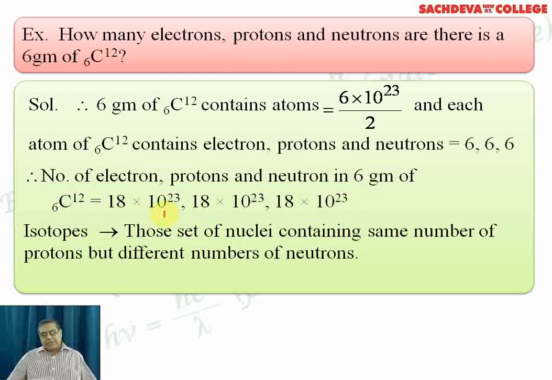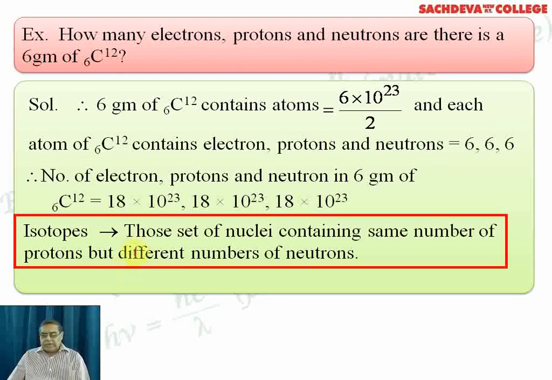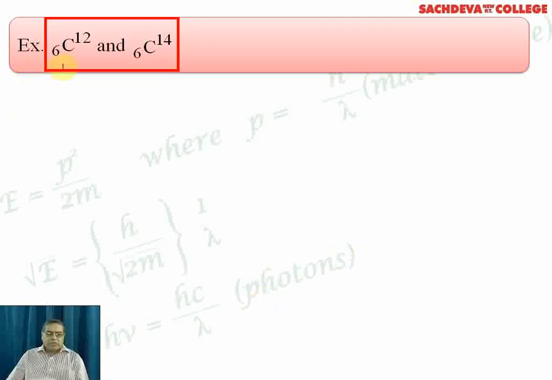Now we come towards the classification of nuclei. There are different types of nuclei: isotopes, isobars, isotones, isodiaphers, and nuclear isomers. Regarding isotopes, you can remember that they are those in which atomic number is the same but mass numbers differ. So isotopes are sets of nuclei containing the same number of protons but different numbers of neutrons. Example, 6C12 and 6C14, where 6C14 is an isotope of 6C12. 6C12 is stable, whereas 6C14 is unstable.